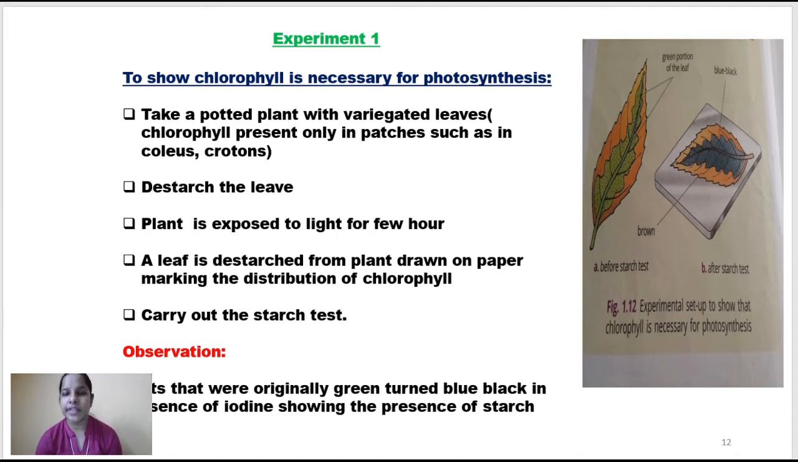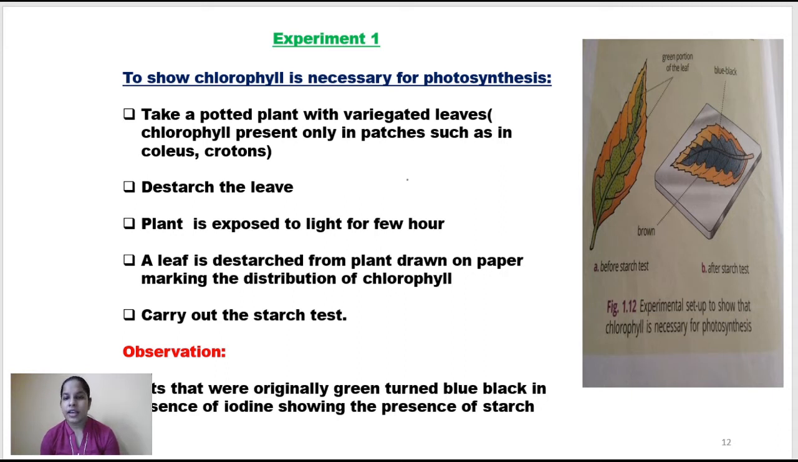So let's begin with experiment number 1. As I have discussed earlier, first we need to discharge the plant. After discharging the plant, we take variegated leaves. What does variegated leaves mean? Variegated leaves means that in some areas chlorophyll is present and in some areas chlorophyll is not present.